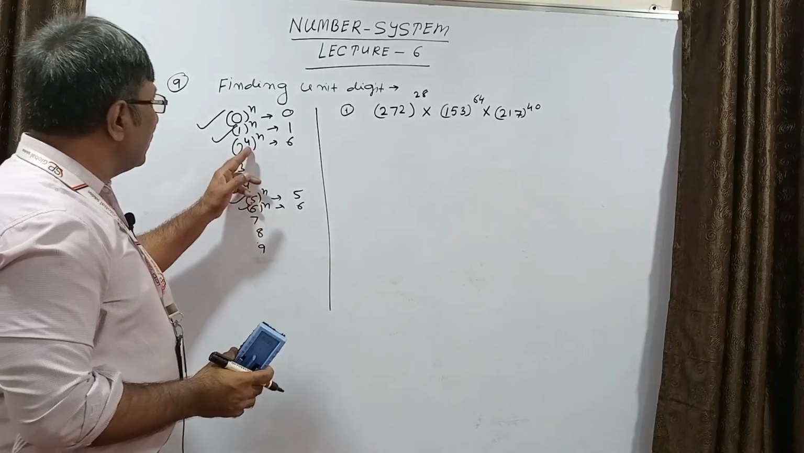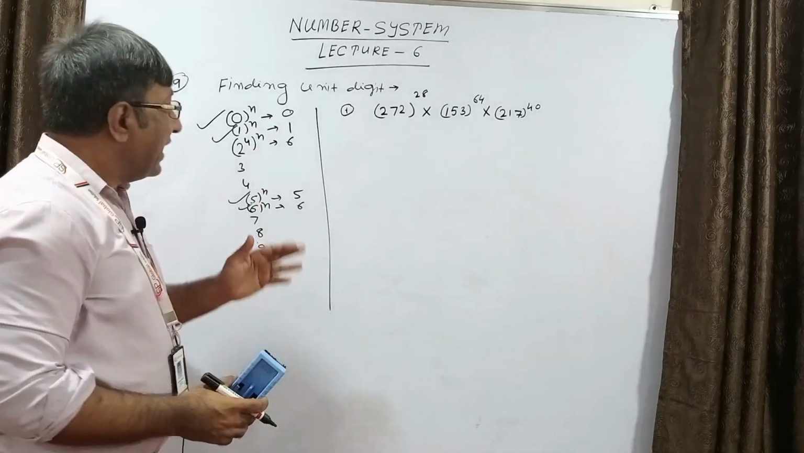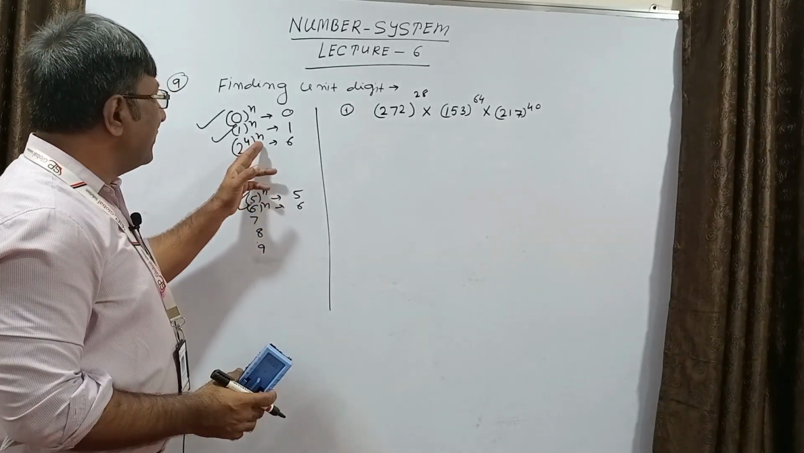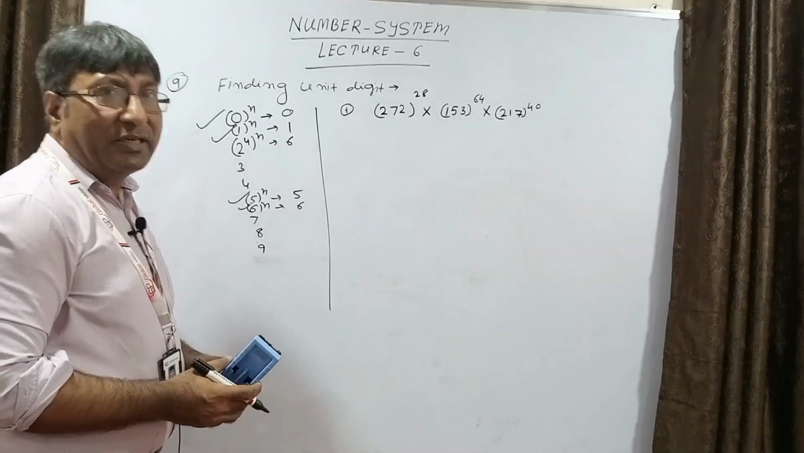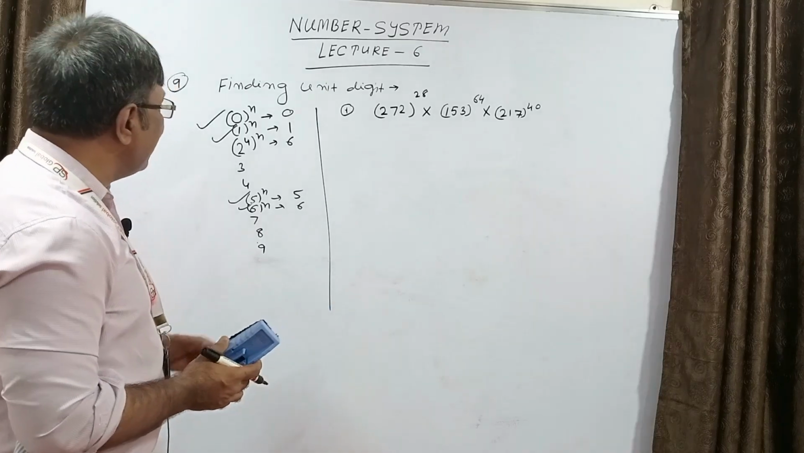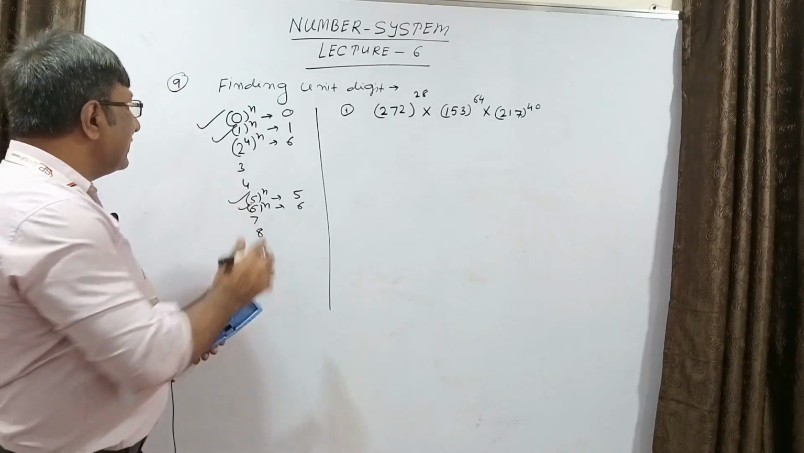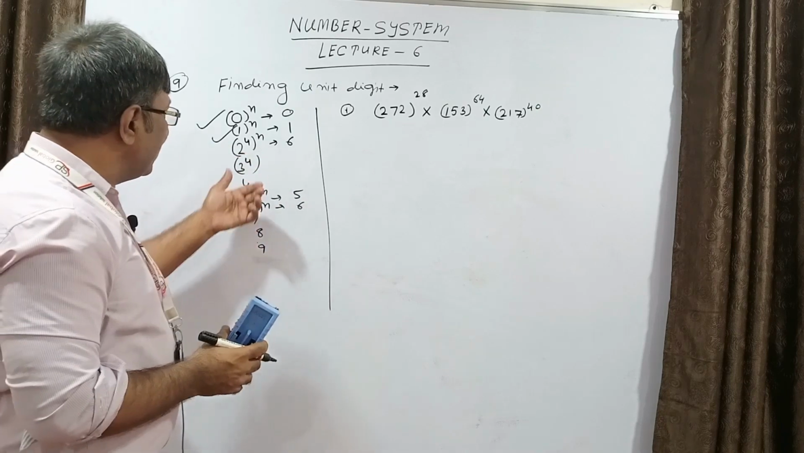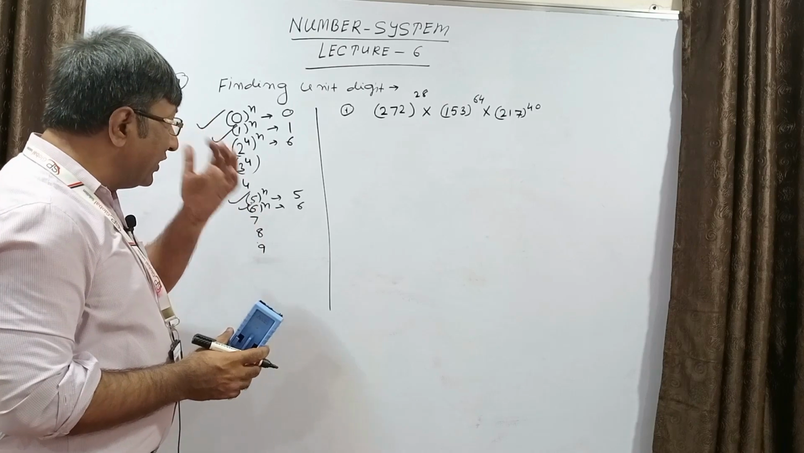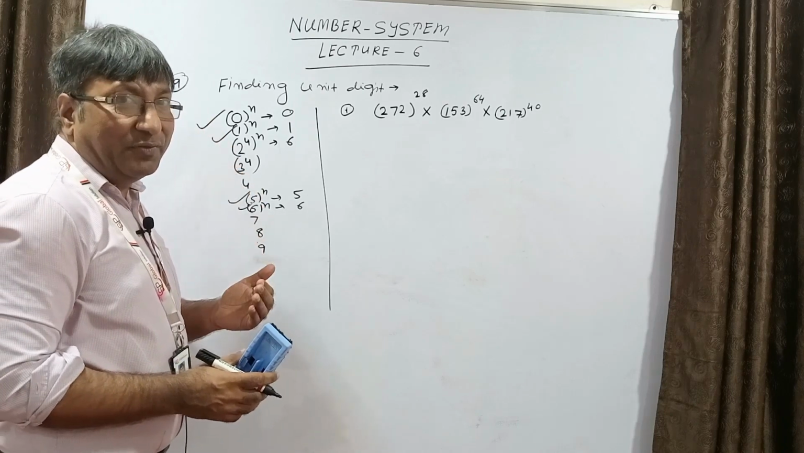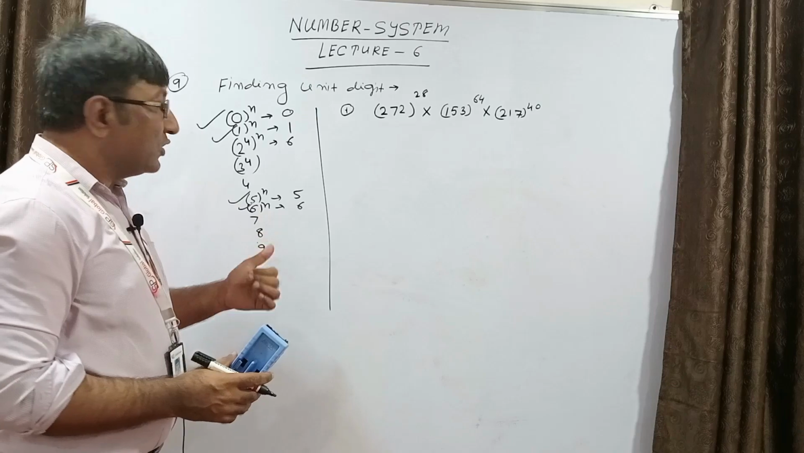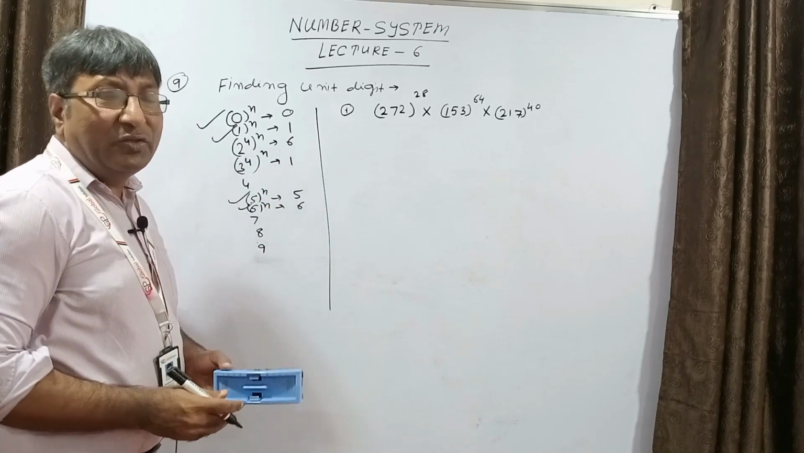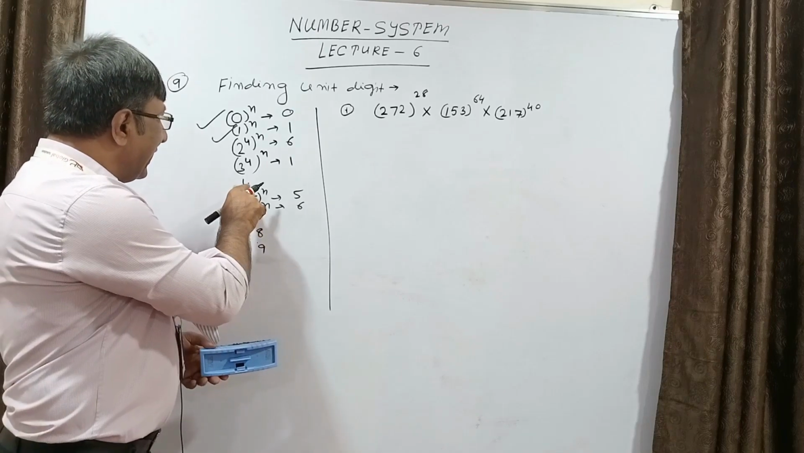Now any power of this will give only 6. Why? Because 2 to the power 4 is 16, and here 16 means the unit digit is 6. Now any number of times we multiply, our unit digit will be 6. In the same way, suppose 3. Again convert this to a power of 4. So 3 to the power 4, you know well, is 81. The unit digit is 1. So again if we put any power of n, it will give unit digit 1.